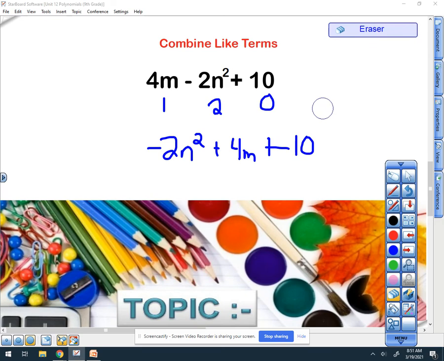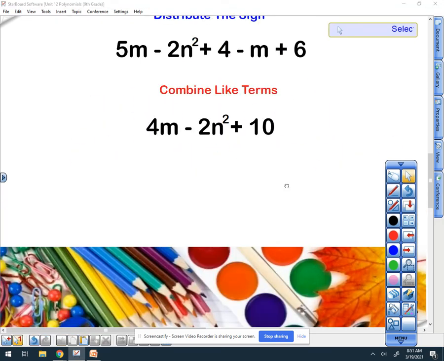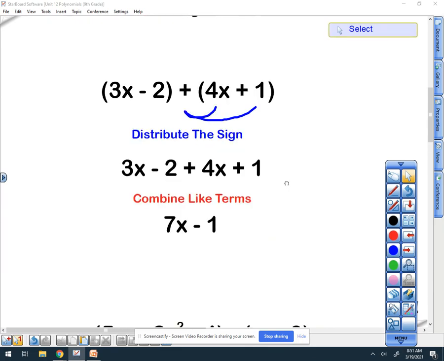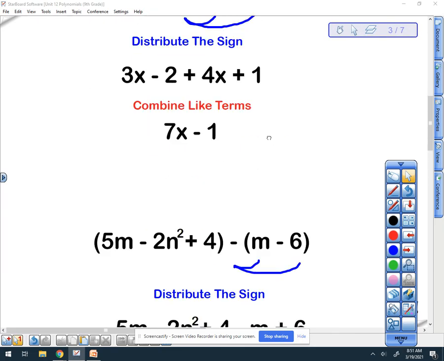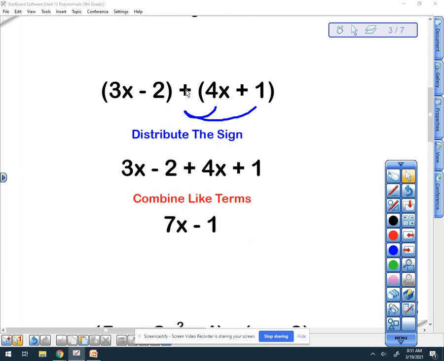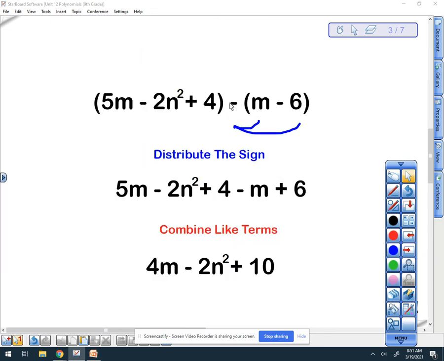So adding and subtracting, pretty easy. That's all you're doing. Most of your problems are going to look like either this one or this one. If it's a positive in the middle, then these signs stay the same. You just get rid of the parentheses and rewrite it. If it's a negative in the middle, then when you distribute, these signs are going to switch.